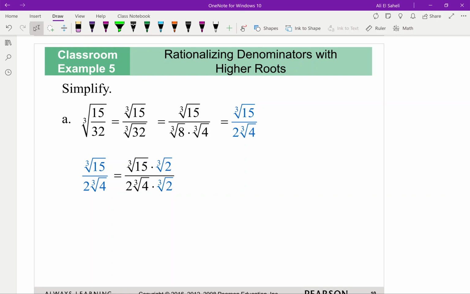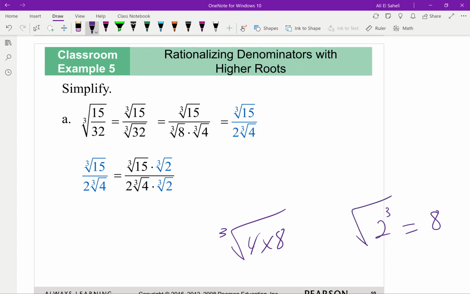Cubic root of 15 over cubic root of 32. First, separate the numerator from the denominator. 32 is 4 times 8. Okay, here we make use of the 8, not the 4. Okay, if it were square root, then the 4 comes out as 2, because you have radical 4 equals 2. But what we have is a cubic root. For a cubic root, the 8, because 8 is equal 2 to the power 3.